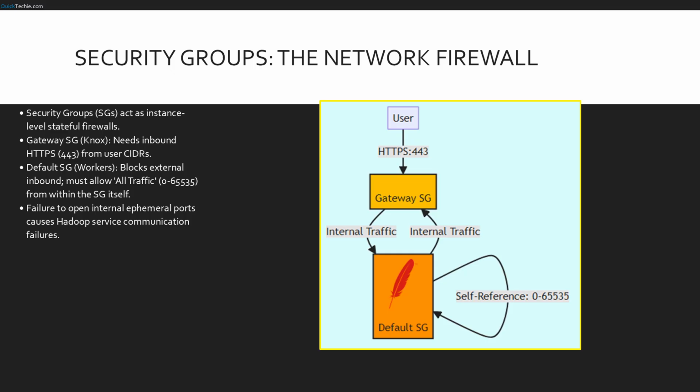The user connects to the gateway security group on port 443. Traffic then flows between the gateway and default security groups to coordinate jobs. Crucially, look at the arrow looping back onto the default SG. This represents the self-referencing rule allowing 0-65535 on all protocols, which is vital for internal node-to-node data replication.